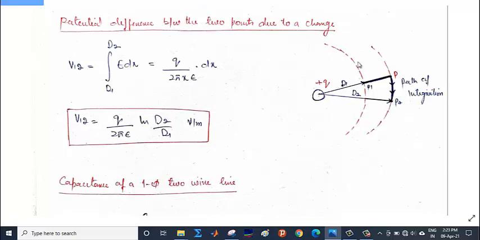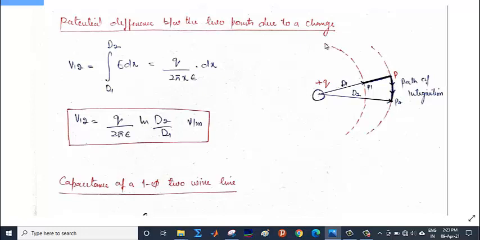So in this case, you can see these two surfaces, you will see they are the equipotential surfaces, and we know that the voltage at an equipotential surface will be the same. So the voltage at this point or at this point or at this point will be the same.